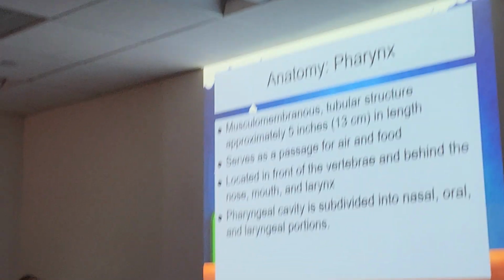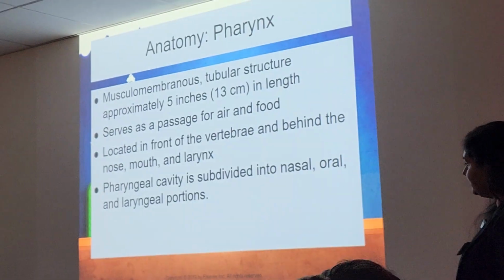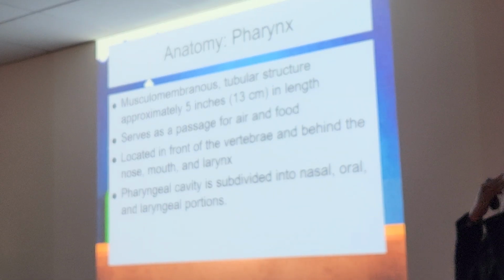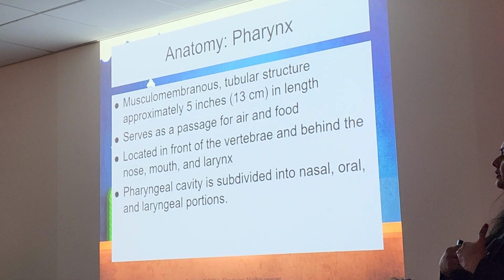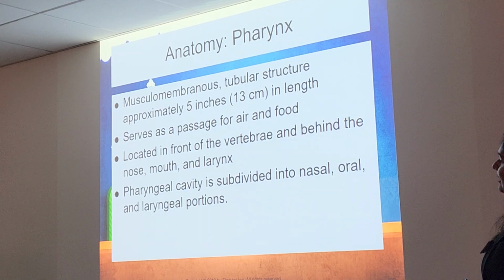It's 5 inches in length. It's a passageway for air and food. When we breathe in, it goes down the passageway into the trachea. And it's located in front of the vertebrae, but behind our nose, our mouth, and our larynx. So it's divided into 3 parts: the nasal, oral, and laryngeal portions. And we'll get into that more in depth in the next few slides.